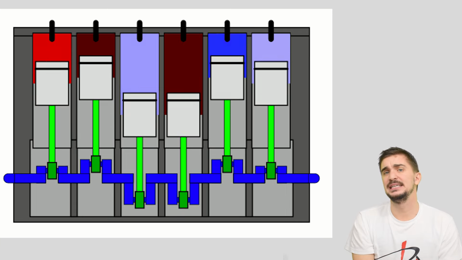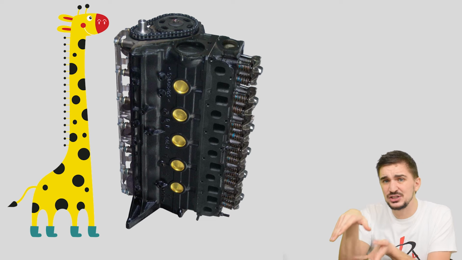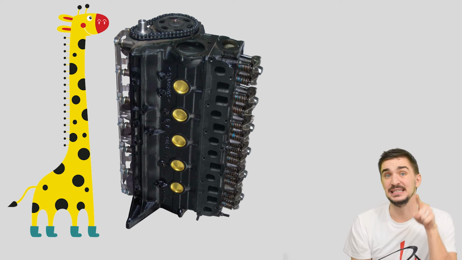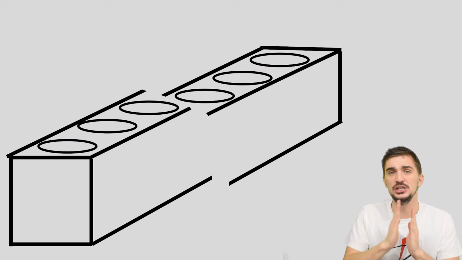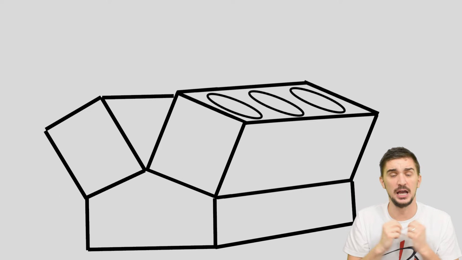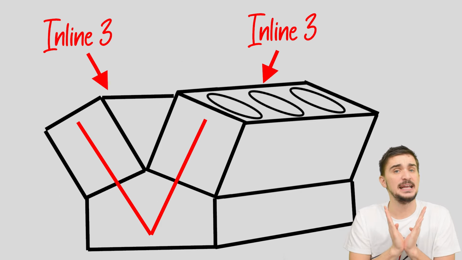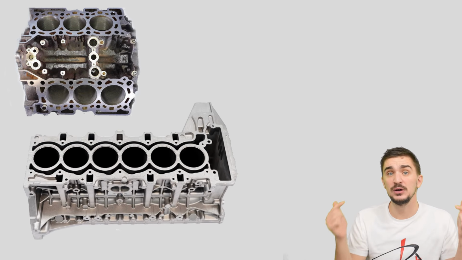But there's a problem with the inline 6 engine. It's very long, which means it's very hard to stuff it under the hood of a vehicle, especially if you want to mount it transversely. So what do you do? Of course, you cut it in half and then you mount the 2 banks of 3s into a V shape. And voila, the V6 is born. It's 2 inline 3s in a V shape. It's much shorter than the inline 6, and you can transversely mount it into pretty much anything.